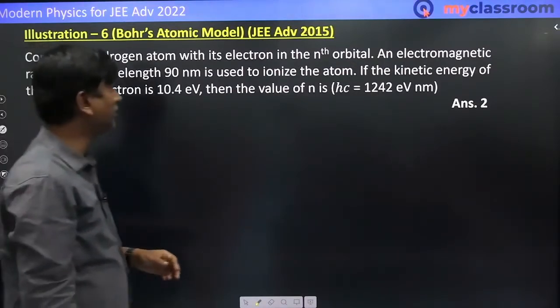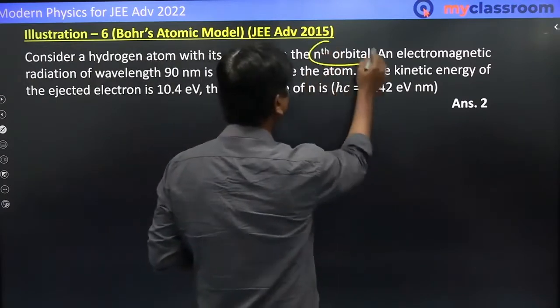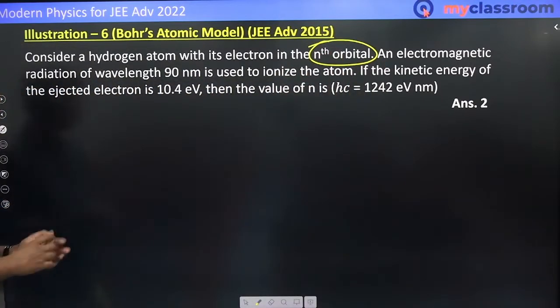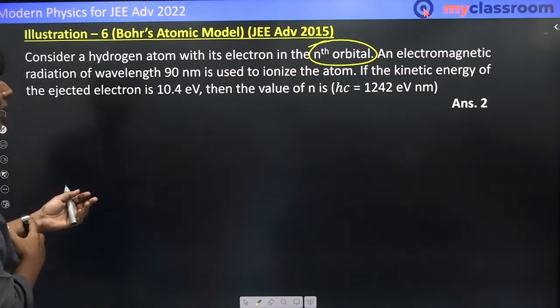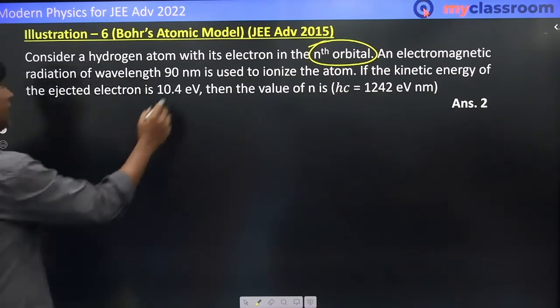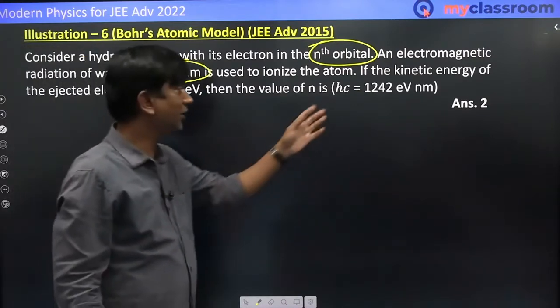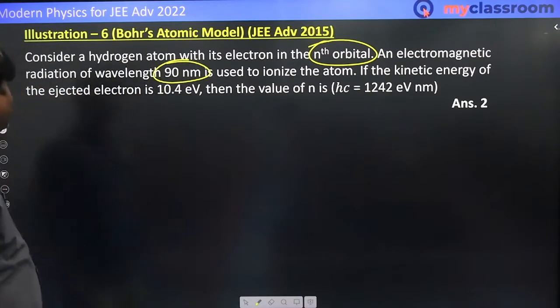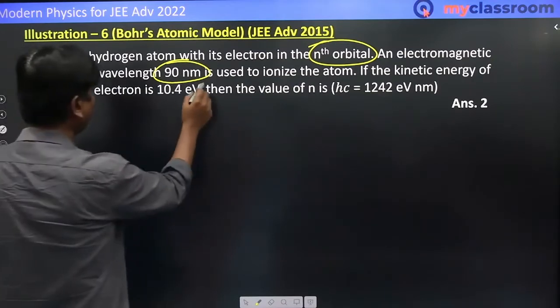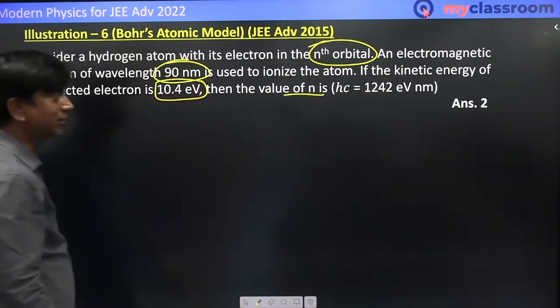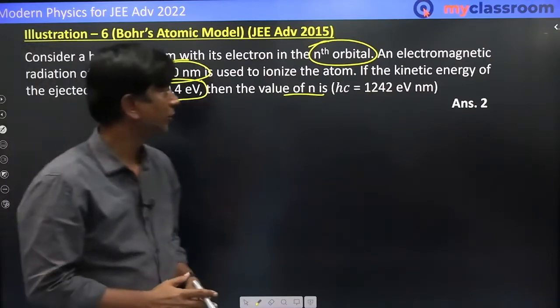Consider a hydrogen atom with its electron in the nth orbital. Electron is there in the nth orbital already. Hydrogen atom only, not hydrogen-like ion. An electromagnetic radiation of wavelength 90 nanometers is used to ionize the atom. And if the kinetic energy of the ejected electron is 10.4 electron volts, then what is the value of n? What is the value of n?